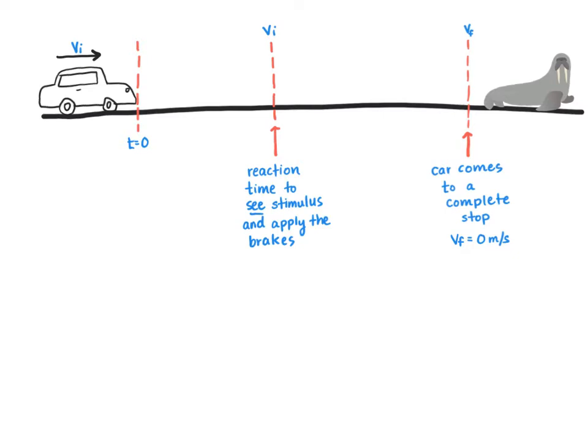When you see this walrus, you're still traveling, and it takes your brain about 1.5 seconds to actually clue in to what you're seeing, and then to send a signal to your foot to slam on the brakes. During this time, called our reaction time, we're moving at constant velocity. And so the displacement during this time, which we're going to call D1, equals our initial velocity multiplied by the time. And this time here is our reaction time.